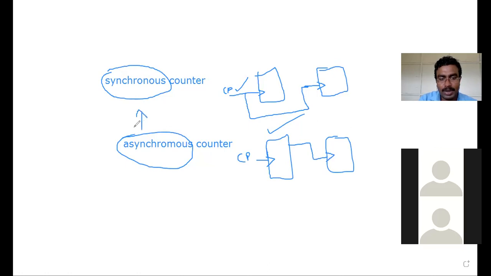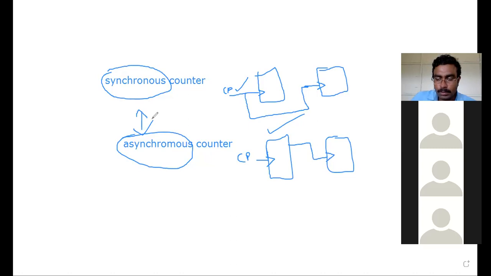Students, did you get the difference between triggering of synchronous counters and asynchronous counters? Just tell me, students, is it okay or do you want me to explain one more time? Students, reply to me. Did you get the point or do you want me to explain one more time? Yes, sir. Okay, do you understand?